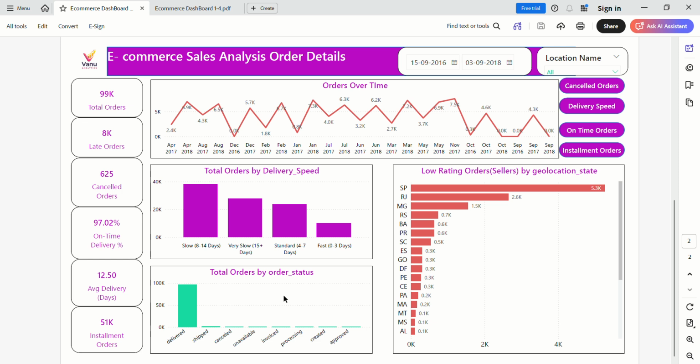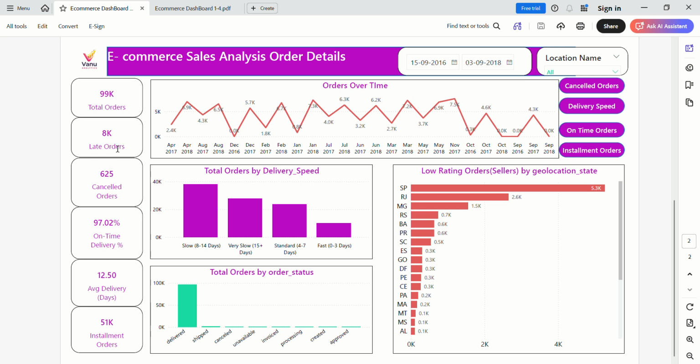And this chart is explaining the low rating orders. The customers give ratings to the orders, and we can see which orders are getting low ratings, location wise. And the numbers are explaining the total orders. The late orders is 8k out of the total orders of 99k, and out of 99k, 8k is the late orders.